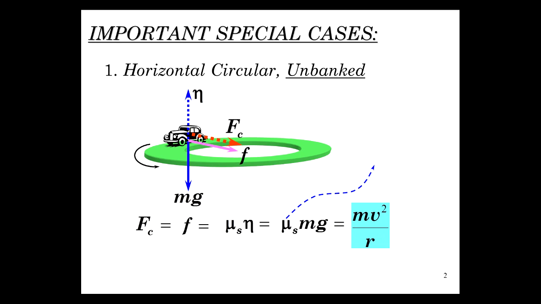So if you want to know what mu s is, given a particular speed and radius, then mu s is v squared over g r. That's the size that it has to be. It better be that big. If it's smaller than this, you don't stay on the road.